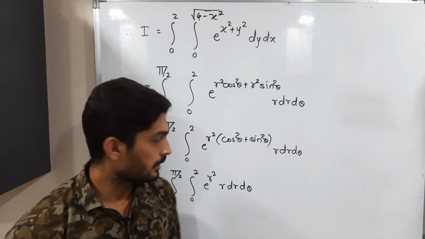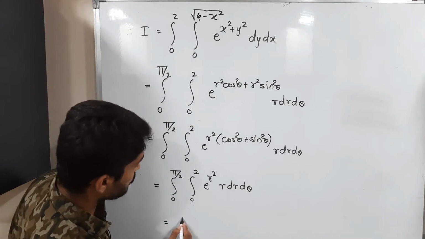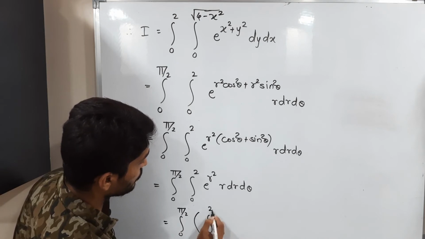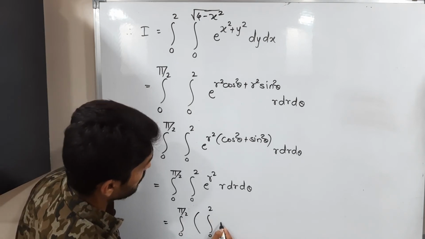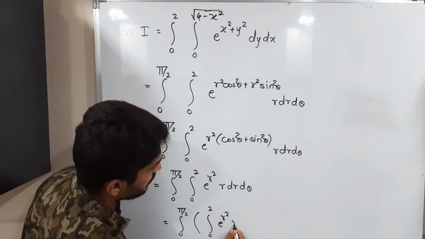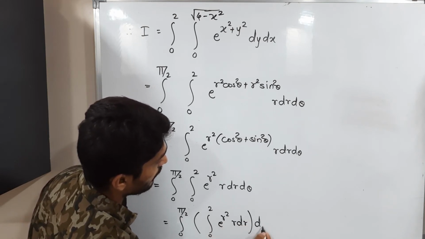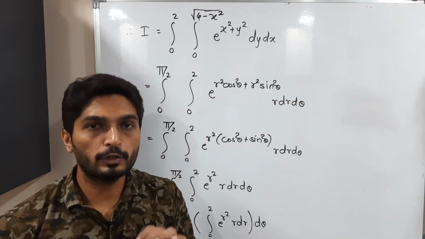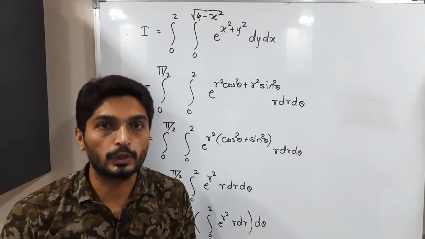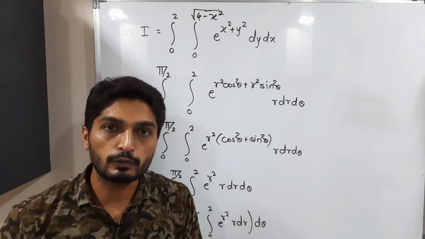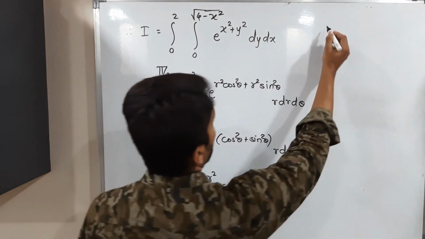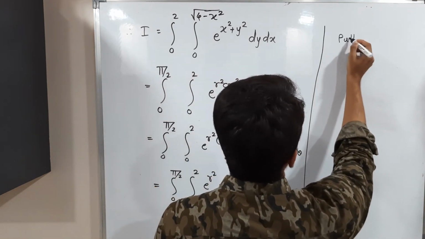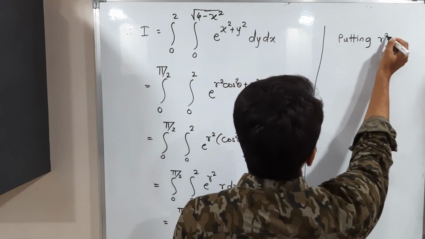Okay. So see, we have to integrate with respect to r first. So I am writing 0 to pi by 2, integration 0 to 2, e raised to r square r dr and d theta. To solve the integration, I am going to use substitution. What we have to put? Its derivative should be easily available. I am going to put here r square is equal to t.